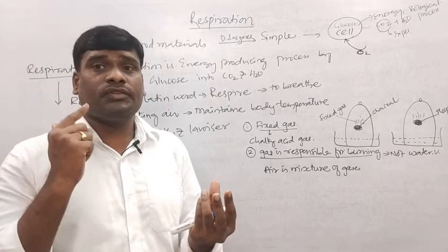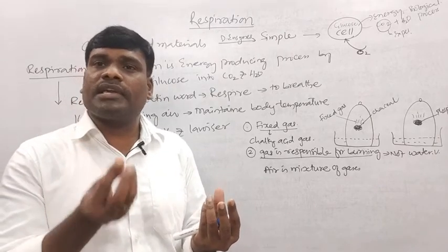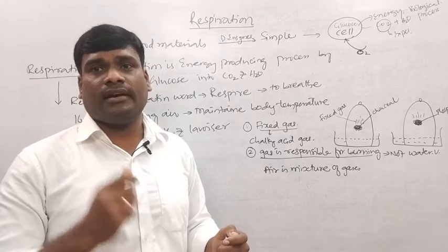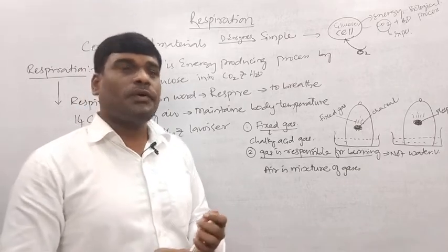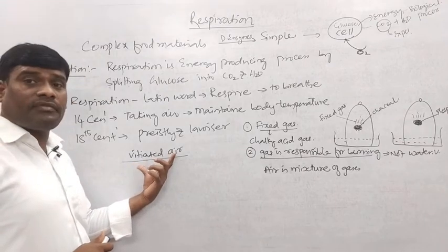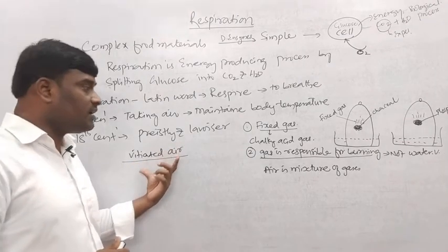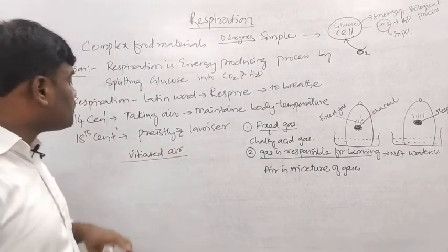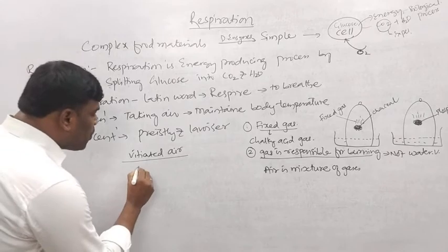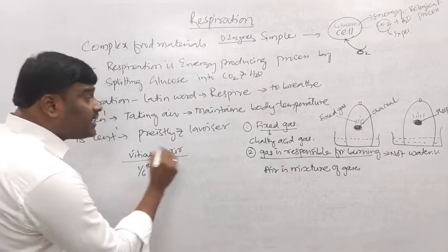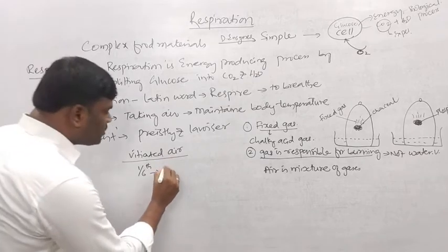But in those days, children, they did not know about the gas oxygen. They had not even coined the name oxygen. Okay. So vitiated air is the air in which oxygen is absent, isn't it? So what did he notice in this vitiated air? One-sixth part of this vitiated air consists of fixed gas.